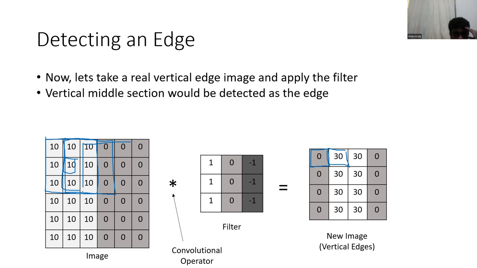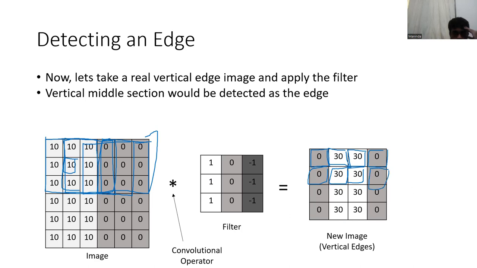When you move it here, there's a real edge under this filter. So 10 times 1, 10 times 1, 10 times 1, we get plus 30. 0 times minus 1, 0 times minus 1, 0 times minus 1, we get 0. Then we get another 30 in this pixel. Then we move on to this window, where you get zeros because 0 times all the values would be zeros. Similarly, you can see all the other values: 0, 30, 30, 0, and so on.